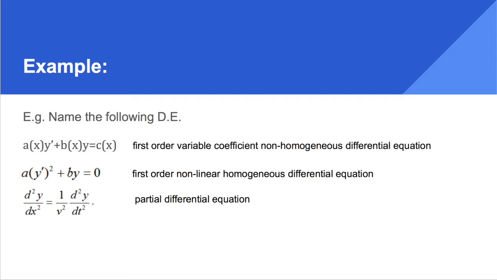Now, let's see some examples of differential equations, and guess the names of them. For the first one, the highest derivative is 1, and the coefficient of each term cannot be simplified to a constant. Also, the combination of the function and its derivative is a function of x, therefore, it is a first-order variable coefficient non-homogeneous differential equation. For the second one, notice that it contains the product of the derivative. Therefore, it is a first-order nonlinear homogeneous differential equation. The third one contains more than one independent variable. Therefore, it is a partial differential equation.